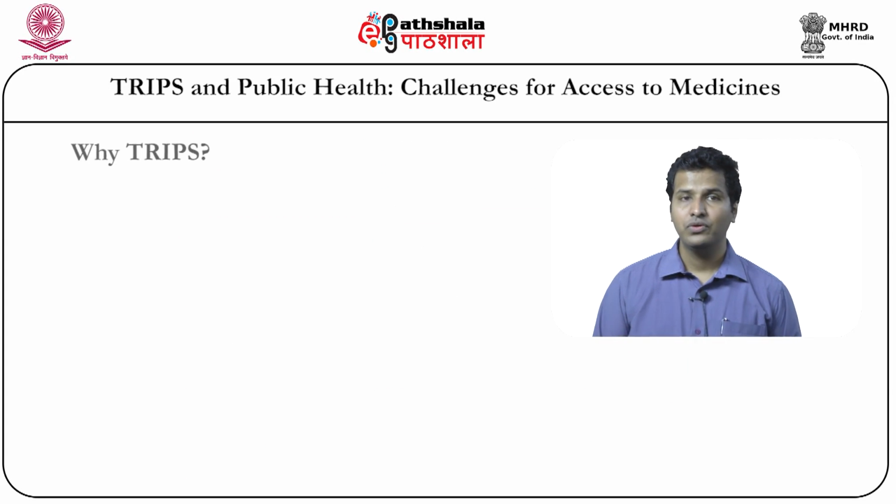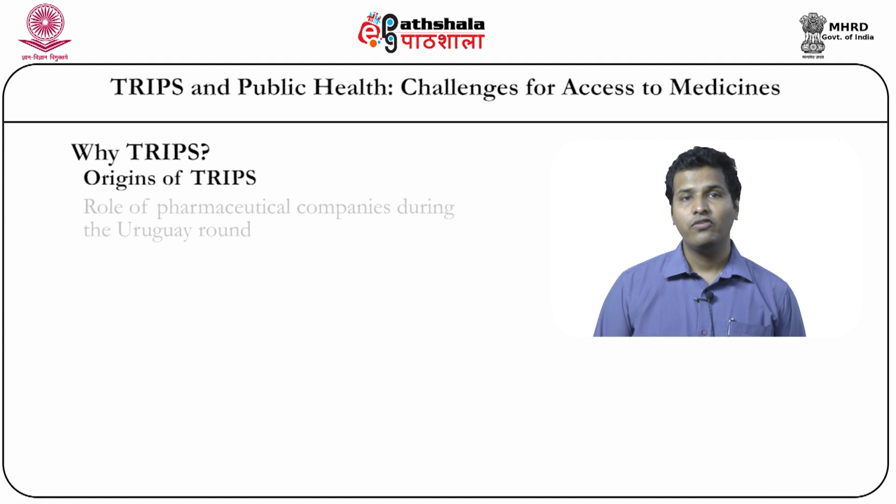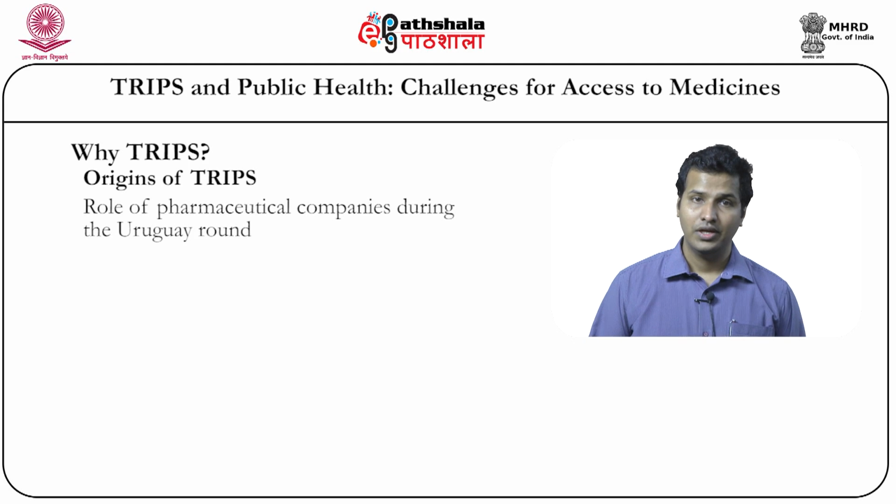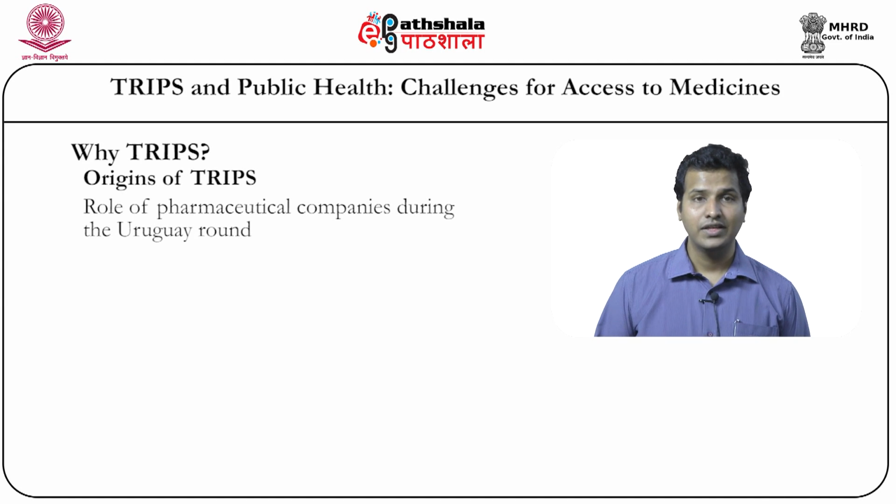So why TRIPS? If you look into the origins of the TRIPS agreement, the role of pharmaceutical industries in recommending the USTR to initiate dialogue on TRIPS during the Uruguay Round is pretty much clear. These companies were not just involved in lobbying with their respective governments, but they are also known to have lobbied with different industry organizations abroad, including the European Community and Japan, and then finally asking their support to see that the TRIPS agreement goes through the Uruguay Round. So pharmaceutical companies naturally had a predominant role.